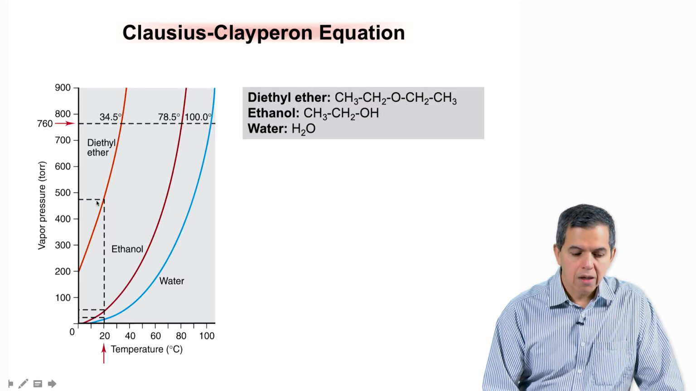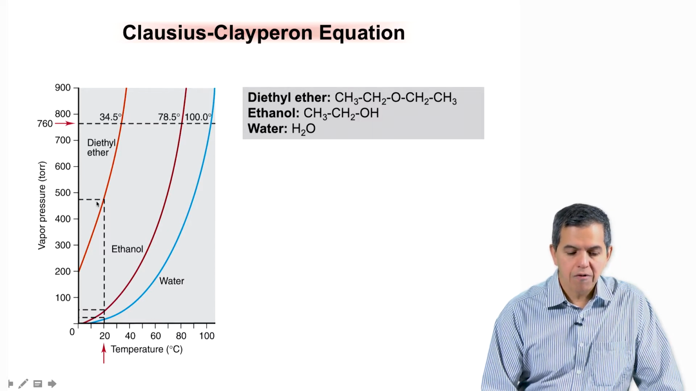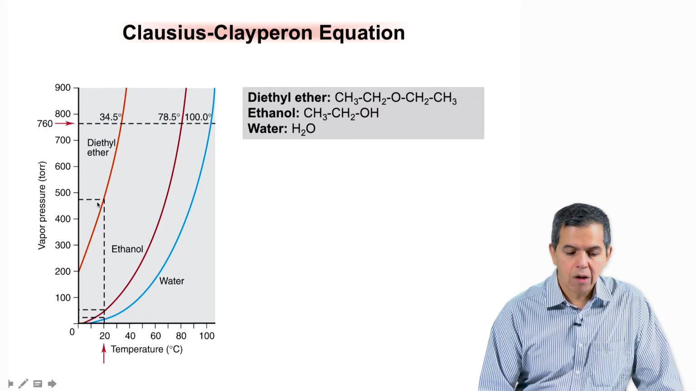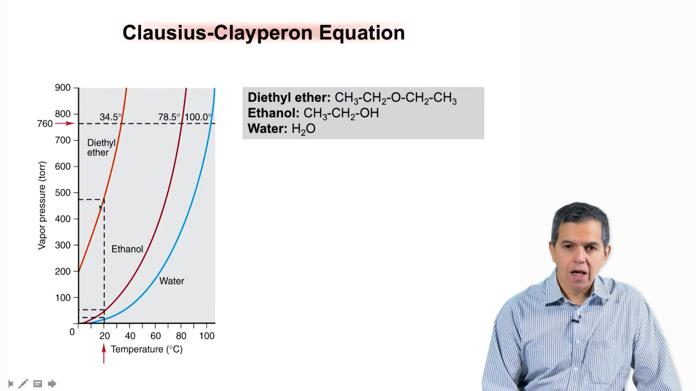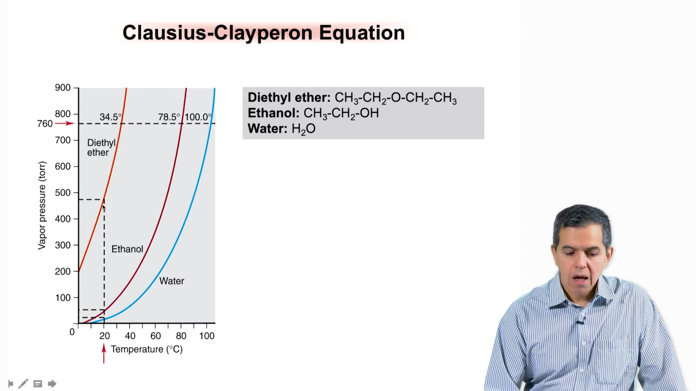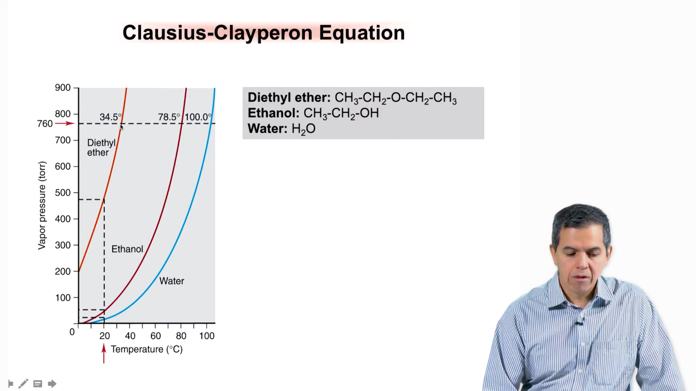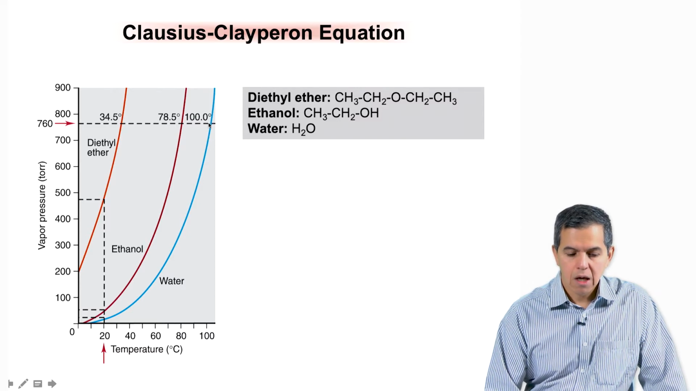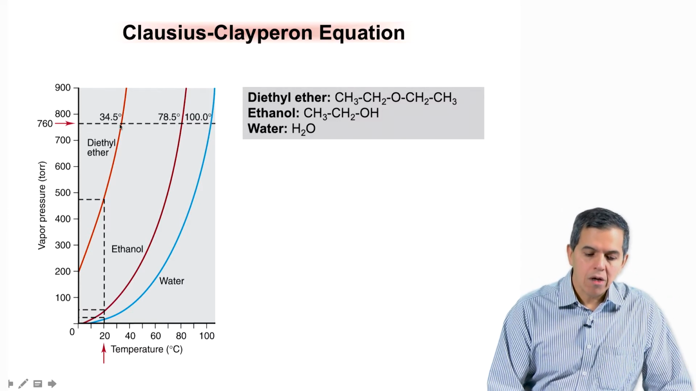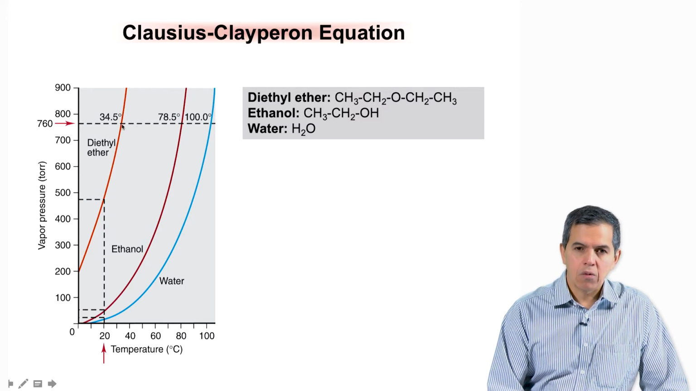We can also observe from these traces the boiling point. Boiling point is defined as the temperature at which the liquid phase and the vapor phase are in equilibrium. And if we set the atmospheric pressure at 660 torr, we can see from the line here that the intercept of each of the traces corresponds to the boiling point of diethyl ether, ethanol, and water. And again, those that have the weaker intermolecular forces are the ones that will be boiling at lower temperatures.